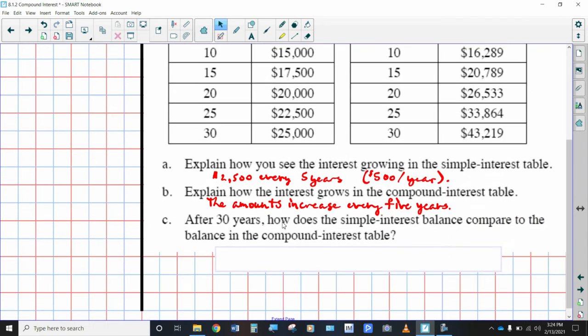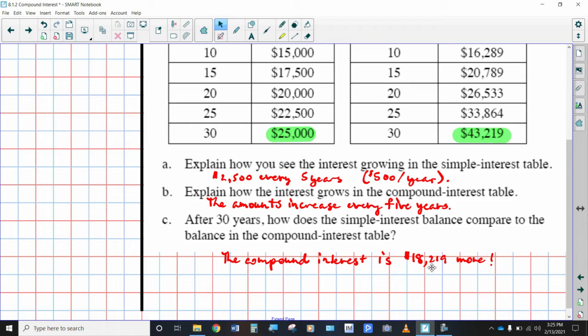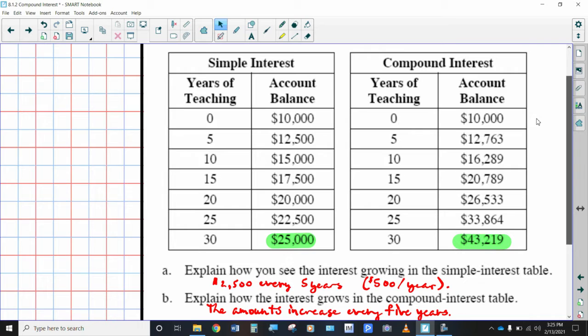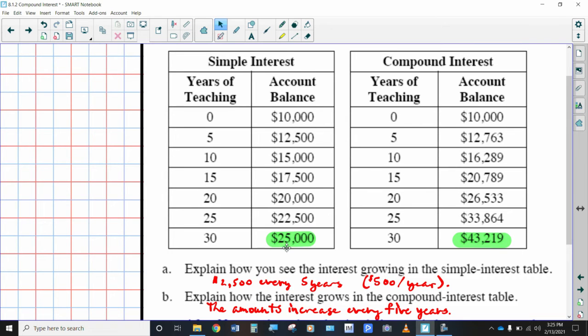So after 30 years, how does the simple interest balance compare to the compound interest? Well, here's the simple interest, and here is the compound interest. You can see that's significantly higher, right? In 30 years, it grew by $18,219 more. So this is going up. This $10,000 increased. What was that, the new balance? Oh, I guess it increased by $15,000 because she started with 10. That was her money. But then it's worth $25,000 at the end. So that means that the bank would have given her, I should say, $15,000.